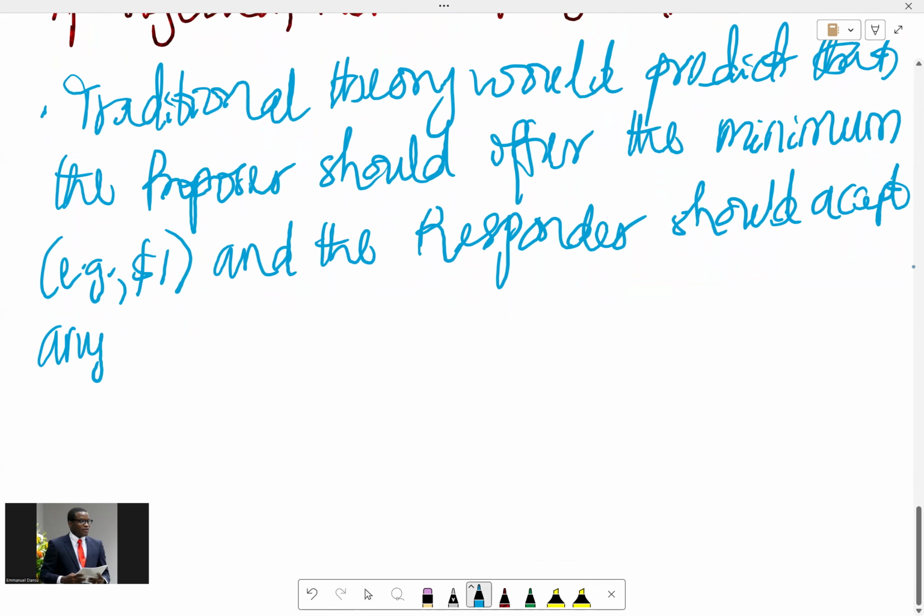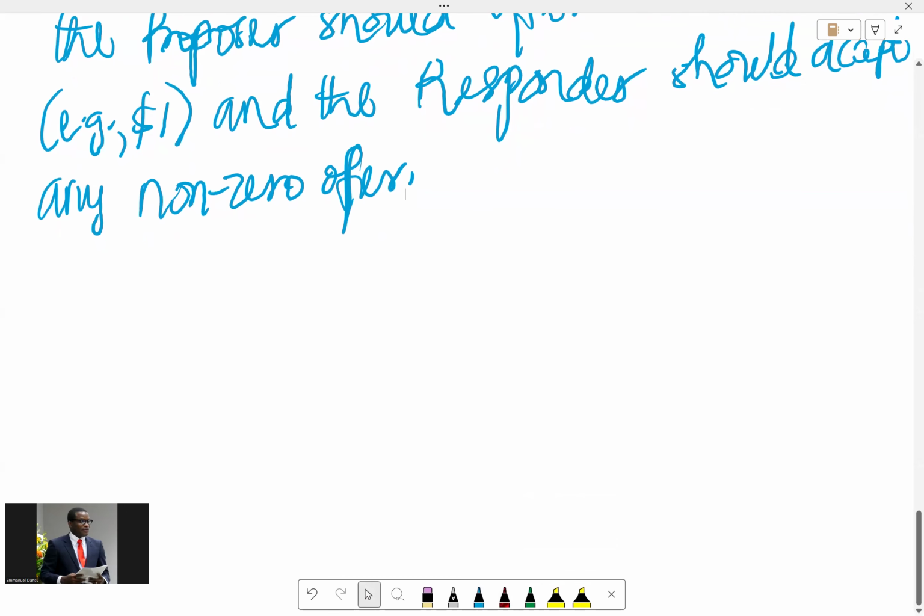As far as it is not zero, any non-zero offer. Of course, the options are that the responder rejects or accepts. If the responder accepts, then the sharing proposed by the proposer will be accepted. If not, they both get zero. So the responder would rather get even $1 instead of nothing, right? That's what we should expect from the traditional theory. But here we are talking about human behavior, right? We are talking about behavioral game theory.